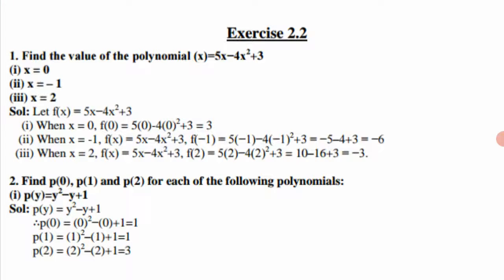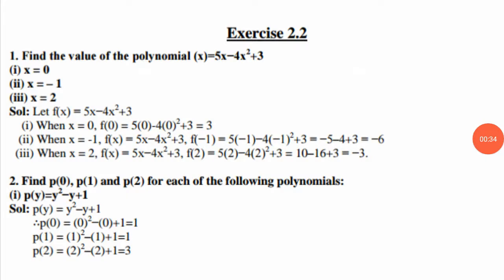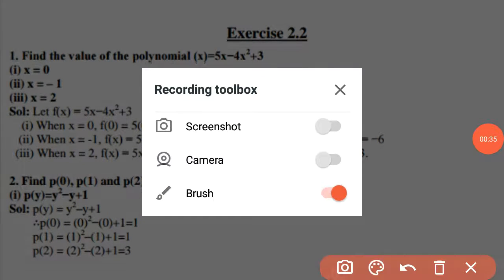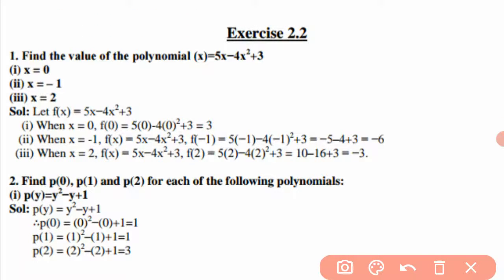In question number 1 we have to find the value of the polynomial 5x minus 4x square plus 3, in which x equals 0, x equals minus 1 and x equals 2. So here we have to put the values where values of x are given. In the first part, let us consider f(x) equals 5x minus 4x square plus 3. In the first case we have to put the value of x equals 0.